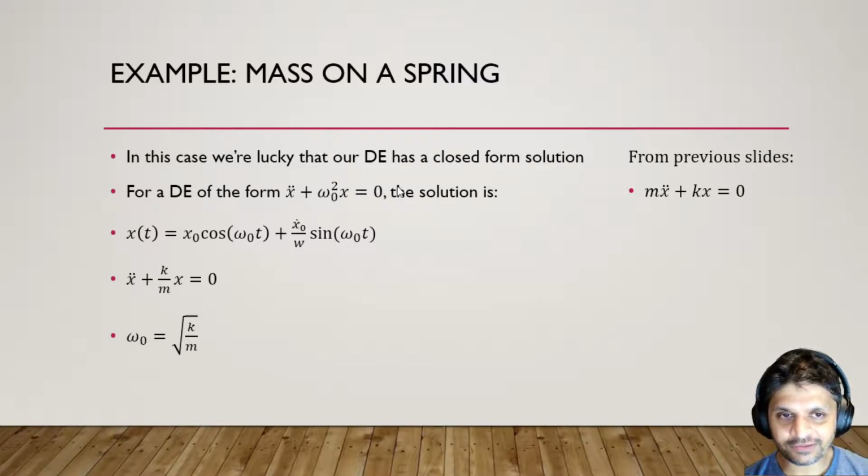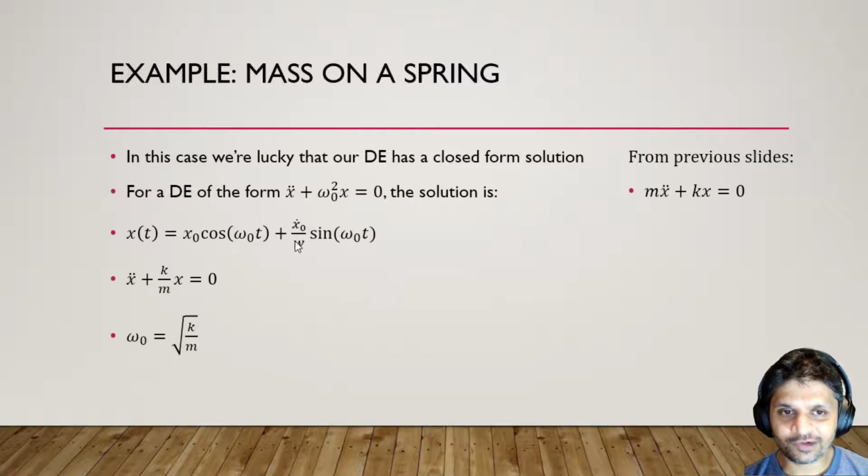So if we've got that form, then the solution is this thing, right? x of t, meaning the state at time t, is equal to x subscript naught, meaning our initial position, times cos of omega naught t, plus the initial velocity over omega, sine omega naught of t.